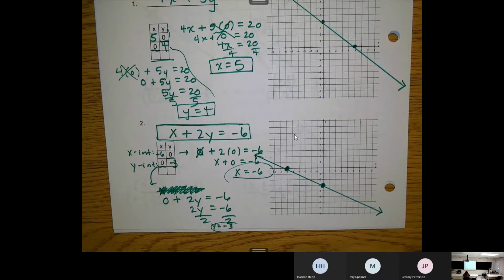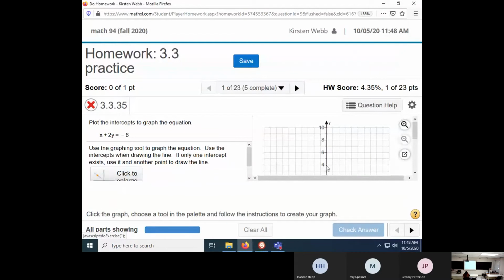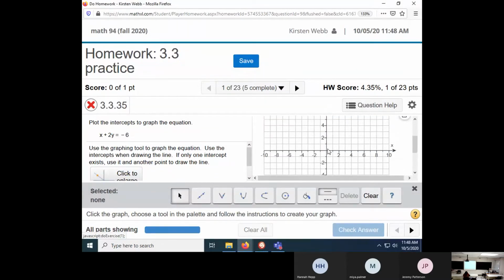Let's try clicking that answer in since that was a homework problem. So we're going to wake up the grid by clicking on it. Let MATLAB know we want to draw a line. Start at -6 on the x-axis. I'll click there. And then -3 on the y-axis. If I clicked some other point on that line, it would count it wrong. So make sure you're using the intercepts when it asks you to in this homework.